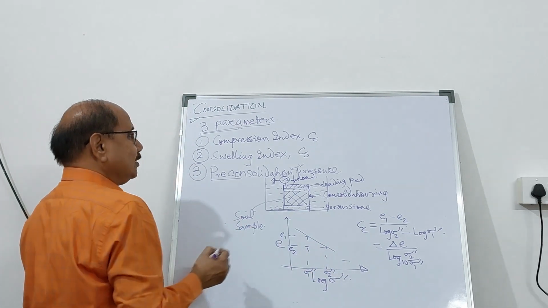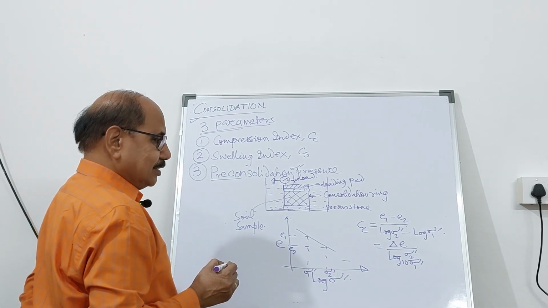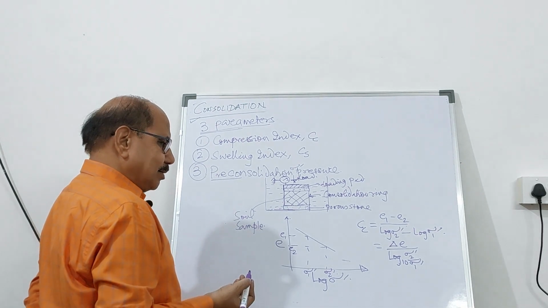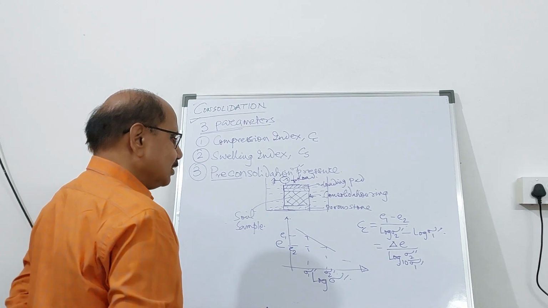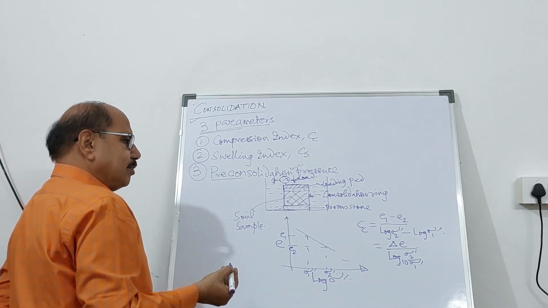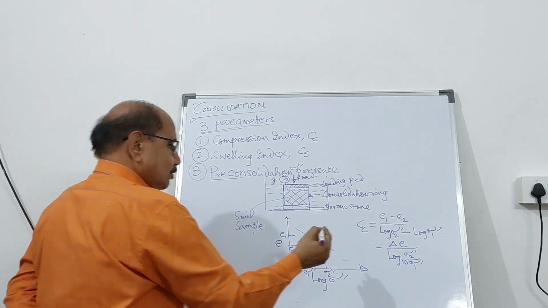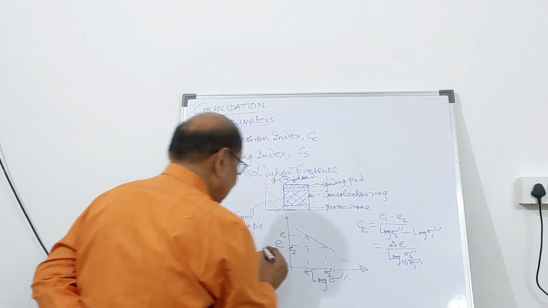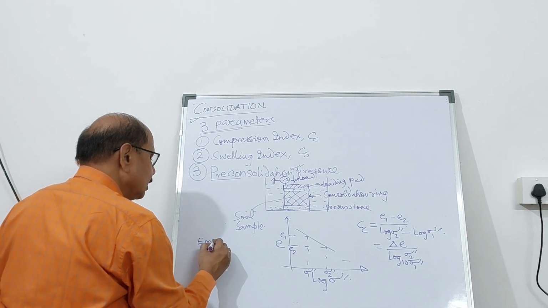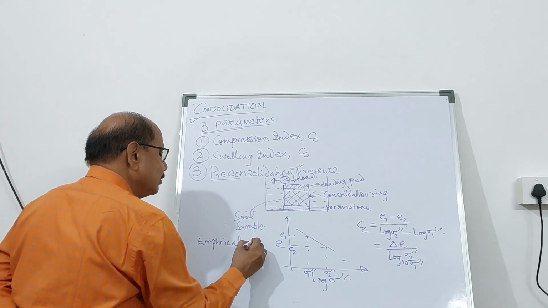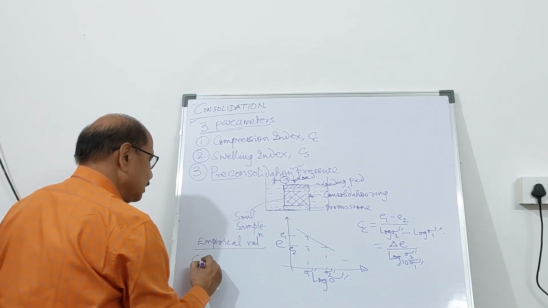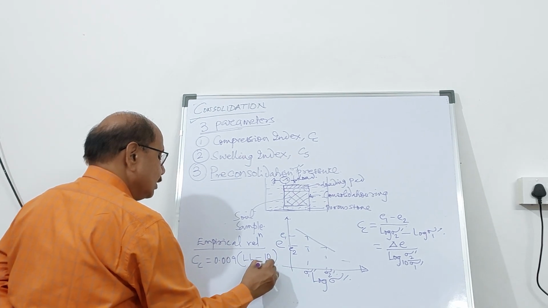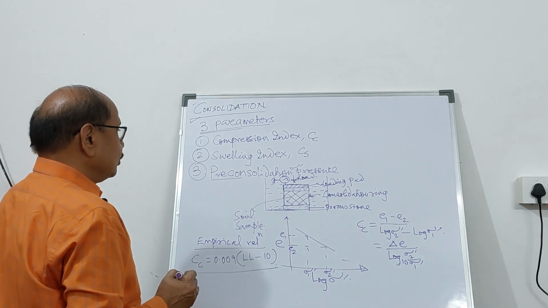This is a very, very important parameter for computing the consolidation settlement of any footing, or wherever consolidation settlement computation is required, you will be needing this CC value. So E1 minus E2 divided by log of this. This comes out from the consolidation test. There are also some empirical relationships given by various researchers. The most popular is CC equal to 0.009 times liquid limit minus 10. There is another empirical relationship that is being used.